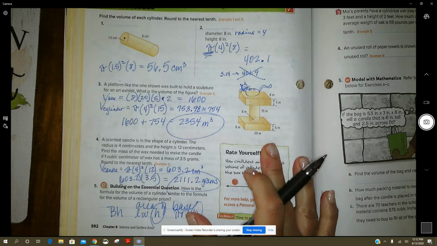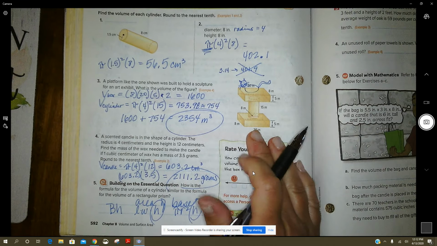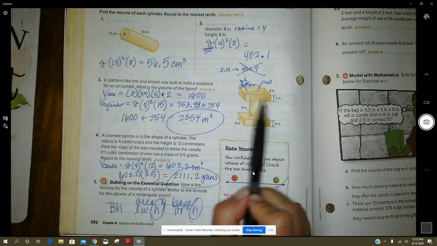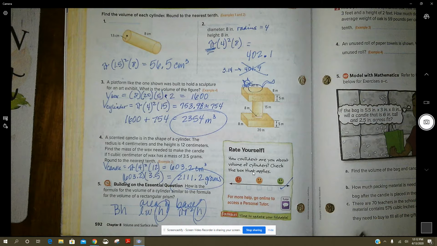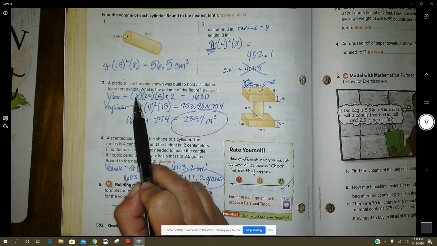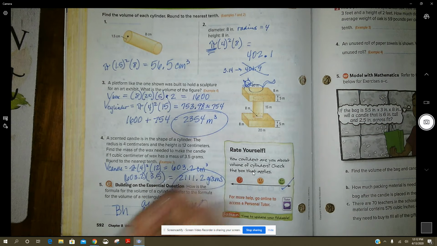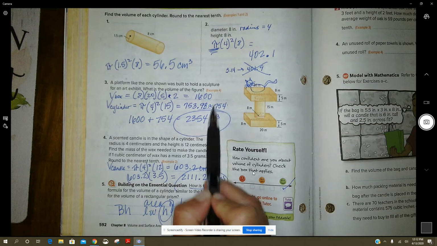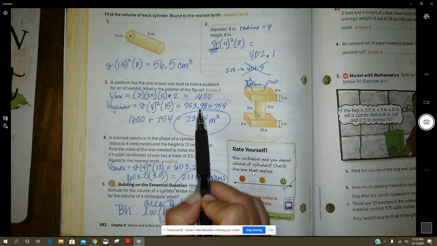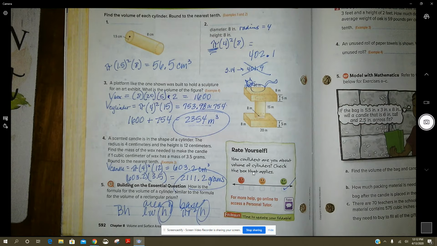Number 3, I know it says that it is a sculpture for an art project, but it totally looks to me like the cat thing that we have at the house that my cat climbs on. And so I drew a picture of the cat. But if we needed to find the volume of it, remember there are 2 boxes. So I did the length times width times height times 2, because there are 2 of them, and got 1600. Here's the volume of my cylinder, which I had to round to 754 because this 8 would make this 9 go up, which would make the 3 go up to 4. And when I added together, I got 2354.